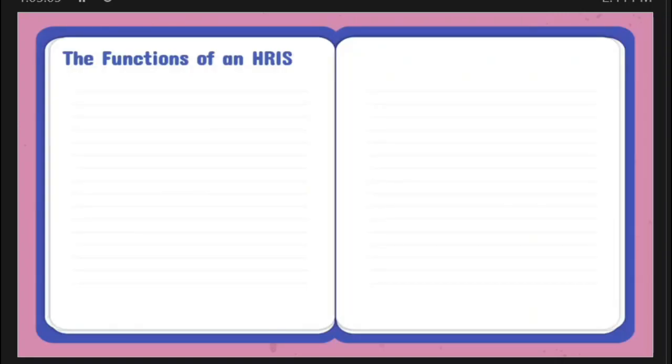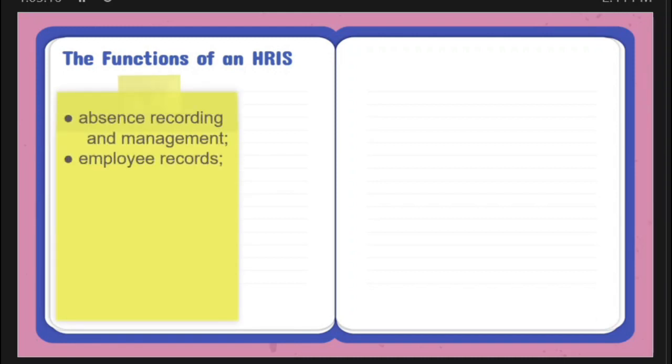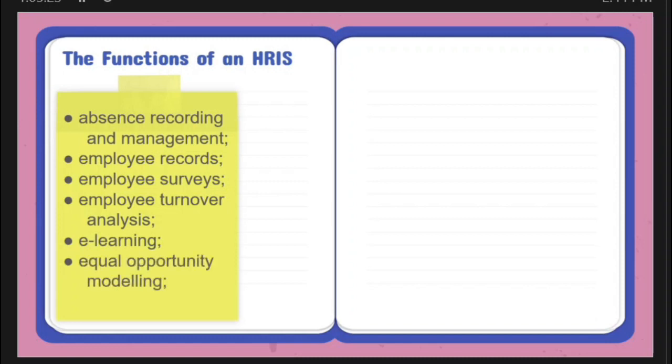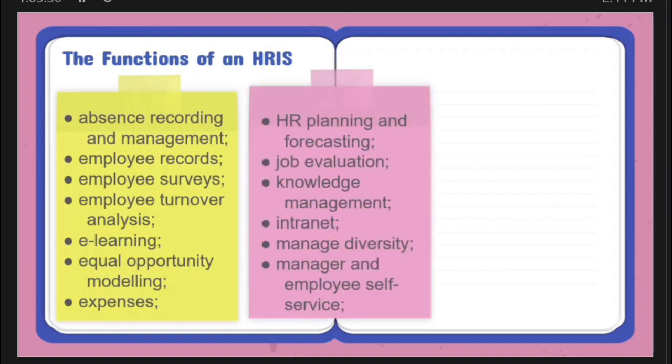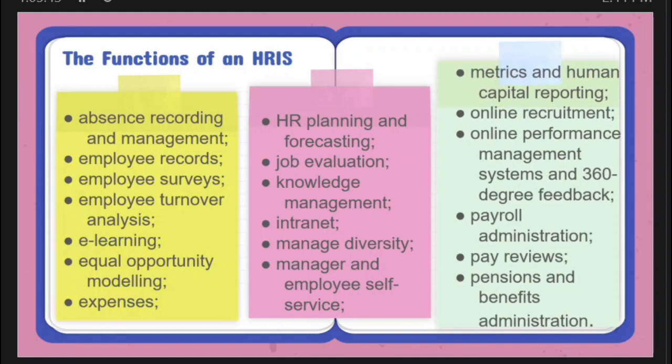The functions of HRIS are: absence recording and management, employee records, employee surveys, employee turnover analysis, e-learning, equal opportunity modeling, expenses, HR planning and forecasting, job evaluation, knowledge management, intranet, management diversity, manager and employee self-service, metrics and human capital reporting, online recruitment, online performance management system and 360-degree feedback, payroll administration, pay reviews, pension and benefits administration.